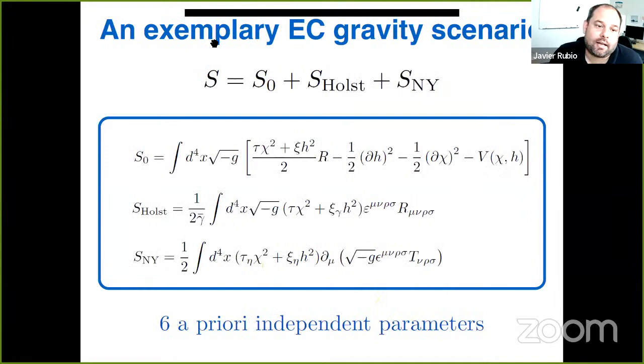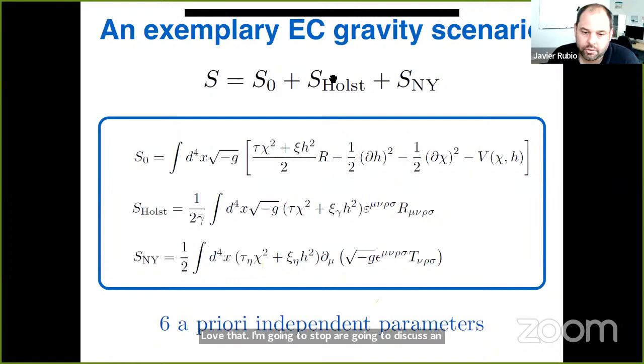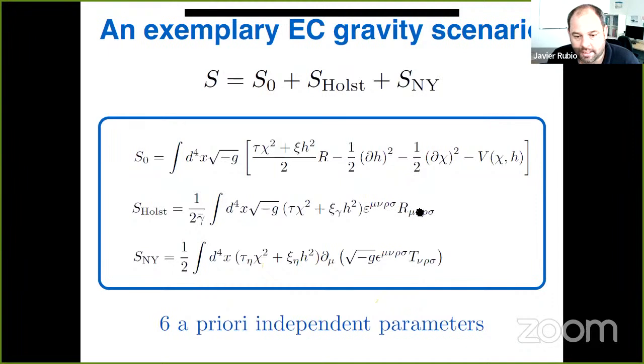To do that, I'm going to discuss an exemplary Einstein-Cartan gravity scenario that was already introduced in the previous talk. It complements the Higgs-dilaton action I was showing at the beginning of the talk with two extra terms. The first one is the Holst term that includes a non-minimal coupling, a coupling of the Ricci tensor to the totally antisymmetric tensor. As was said also in the previous talk, this coupling is vanishing in general relativity due to the symmetries of the Riemann tensor. But since in Einstein-Cartan the connection is no longer symmetric in the two lower indices, it is possible to construct a non-minimal coupling like this with some couplings to the dilaton field and the Higgs field.